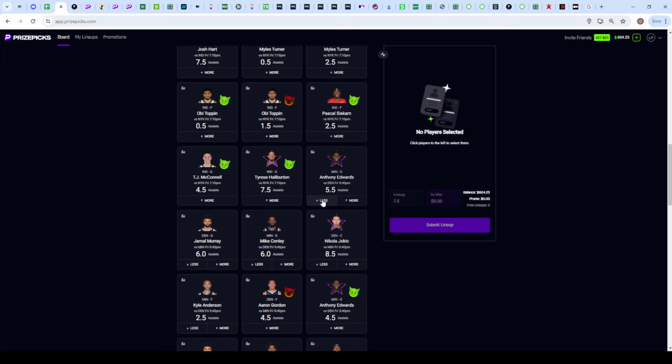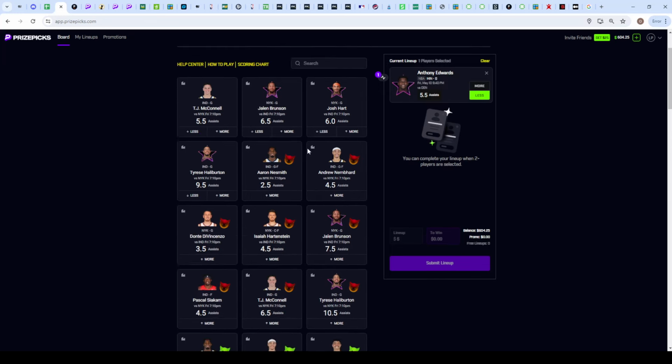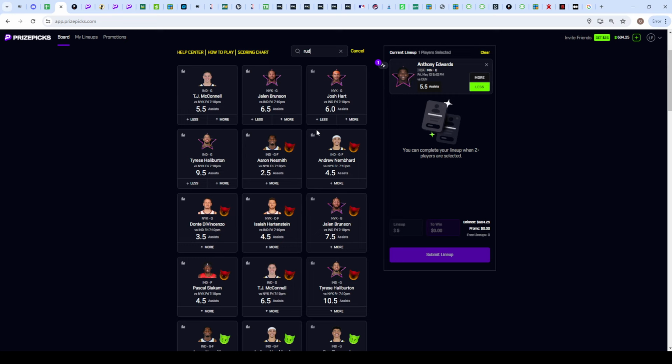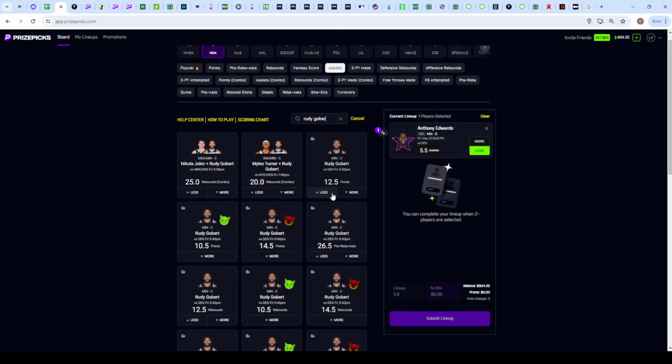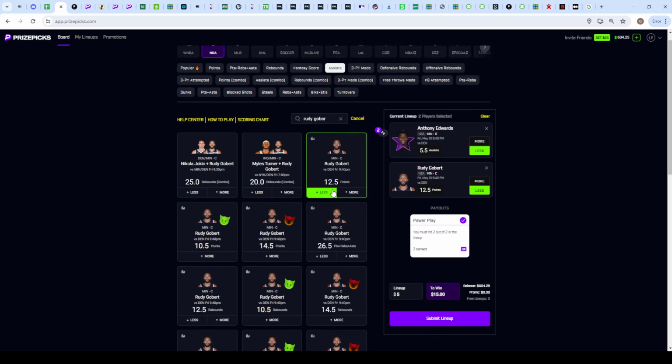The second stack I'm liking is actually the reverse concept. So Anthony Edwards on his under 5.5 assists, and we're going to go to Rudy Gobert on his under 12.5 points. Again, all these stacks, I'm not going to be going with a full entry, but I have these similar things in a couple of my other entries that I already sent to the Discord. So Anthony Edwards under 5.5 assists, Rudy Gobert under 12.5 points. Exact same concept as Haliburton into Miles Turner, except we're going with the unders instead.